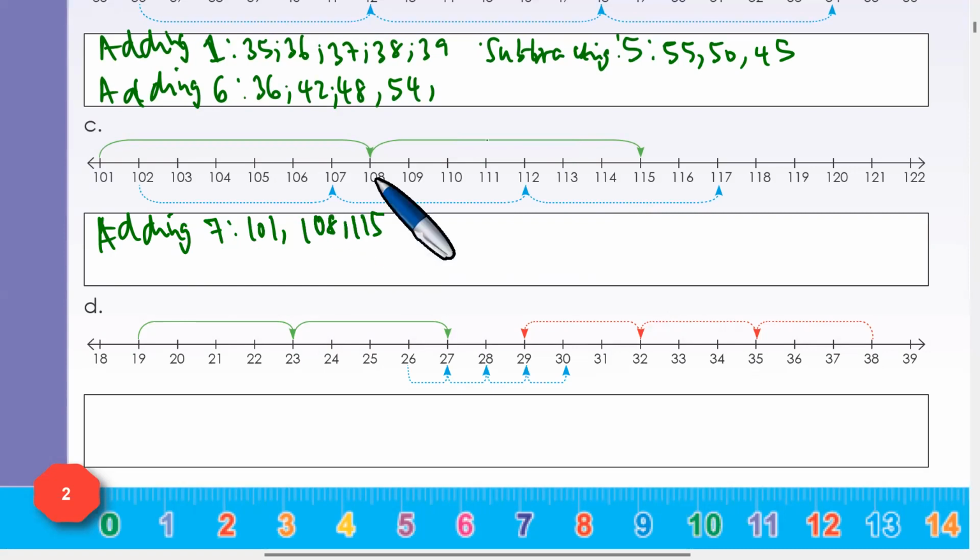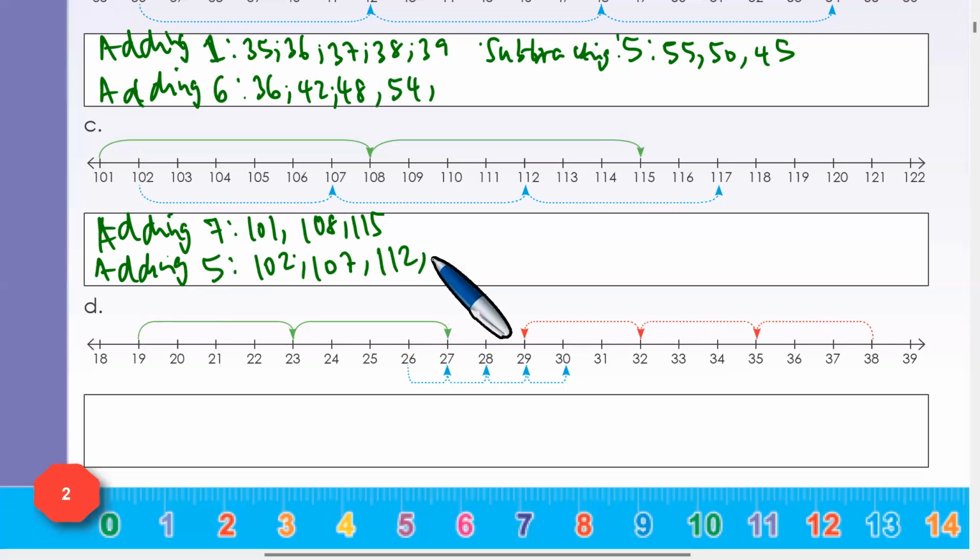Okay, we're adding. Then let's look at the blue. The blue, we're adding. What are we adding? The blue one, this one. Is it 6? I mean 5? It is 5. Adding 5, we start from 102, then we have 107, then we have 112, then we have 117. Then let's look at D.